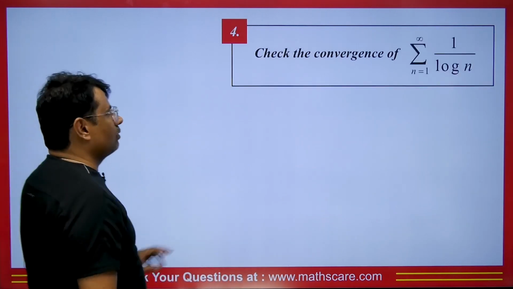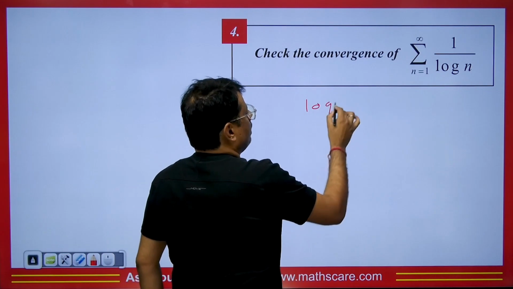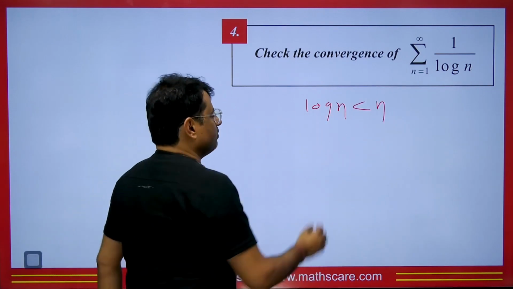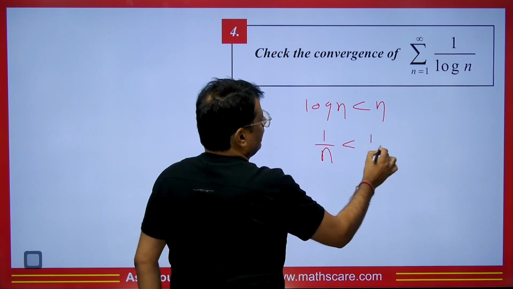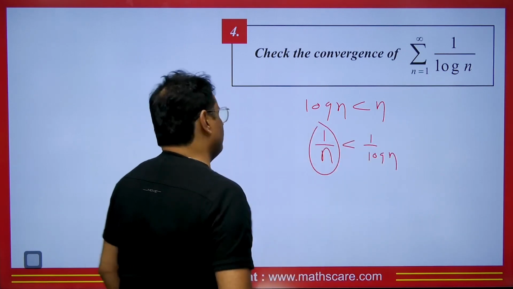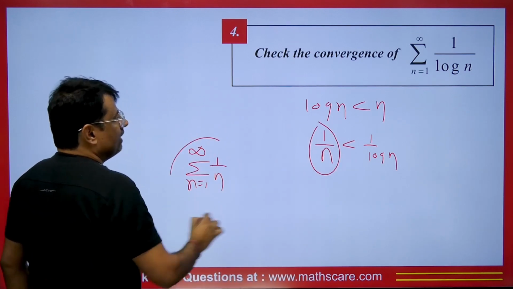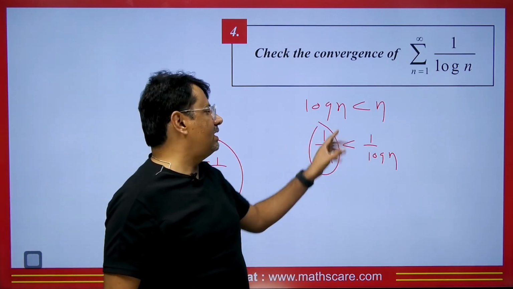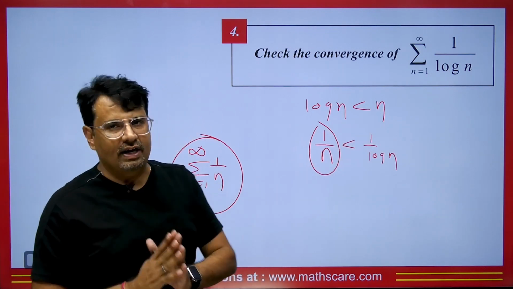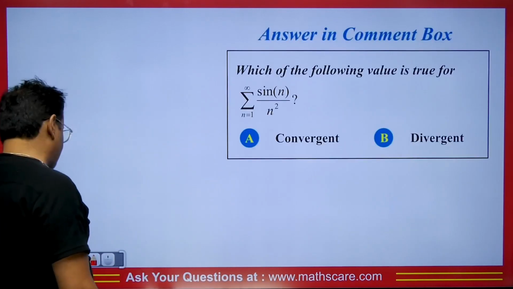So, next you are being asked to check the convergence of this. Let me tell you, students, that log n is smaller than the value of n, right? If I do cross multiplication of this, then we get 1 upon n and 1 upon log n here, right? As we are fully aware, this particular series 1 upon n is divergent according to the P-series test. And if the smaller one diverges, then by the comparison test, the larger one also diverges. So, this is divergent. We can do it very easily this way.